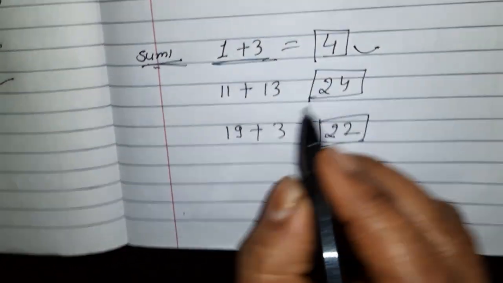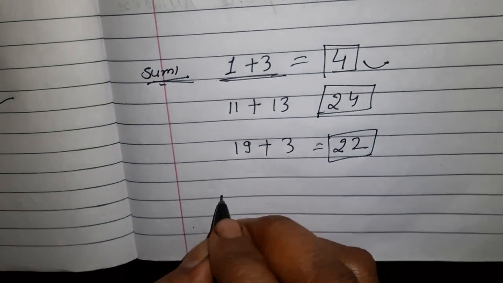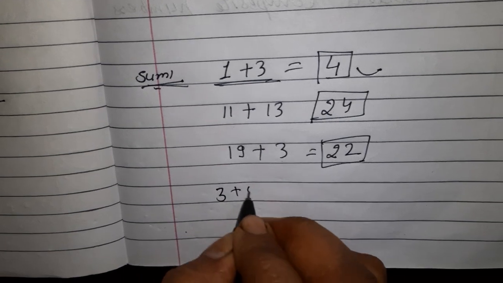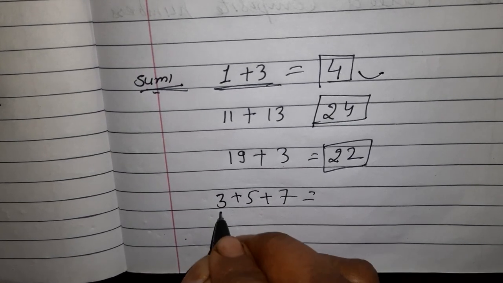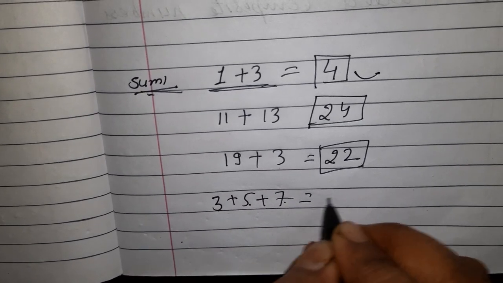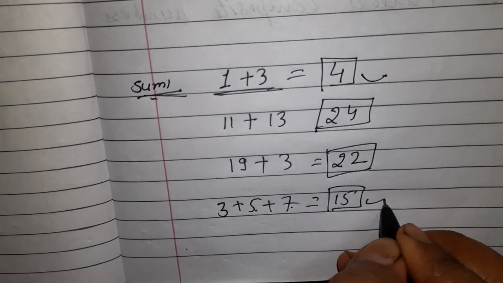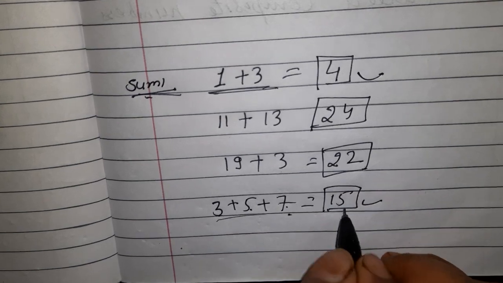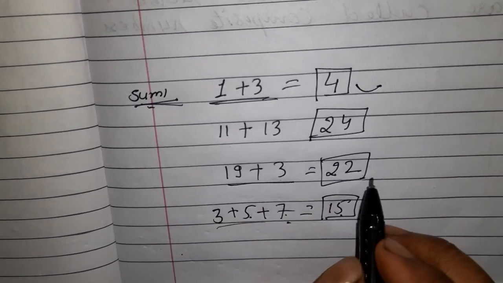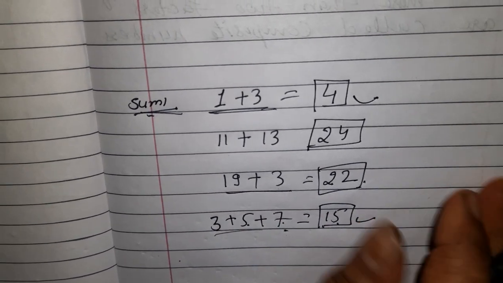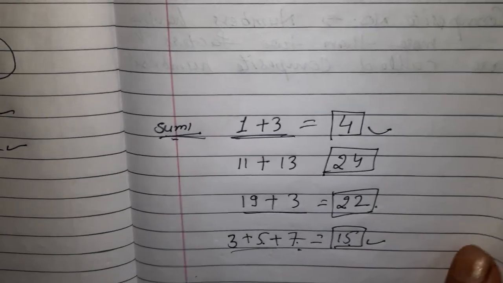Now let us add three odd numbers: 3 plus 5 plus 7. 5 plus 3 is 8, and 8 and 7 is 15. What is it? It is an odd number. So the sum of three odd numbers is an odd number and the sum of two odd numbers is an even number. I think you understand even and odd numbers.